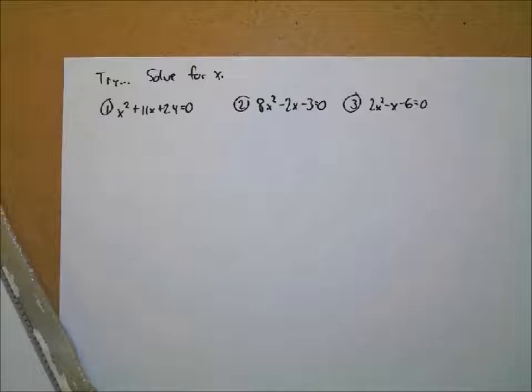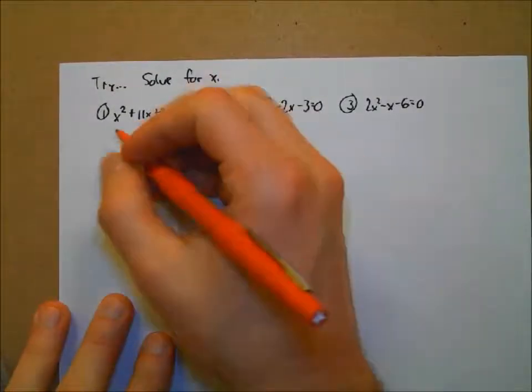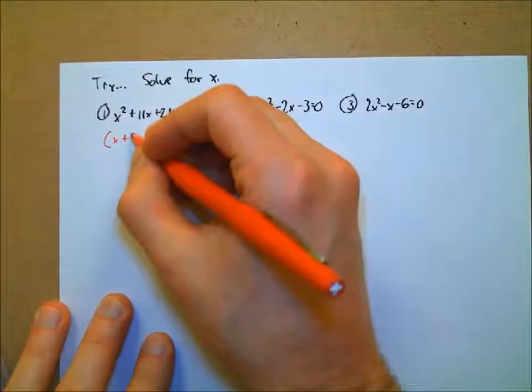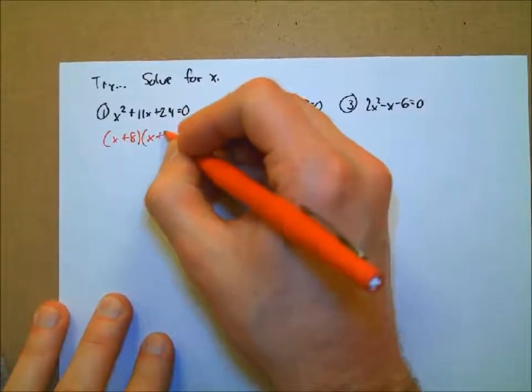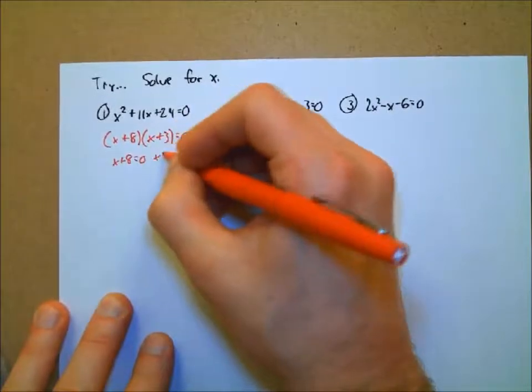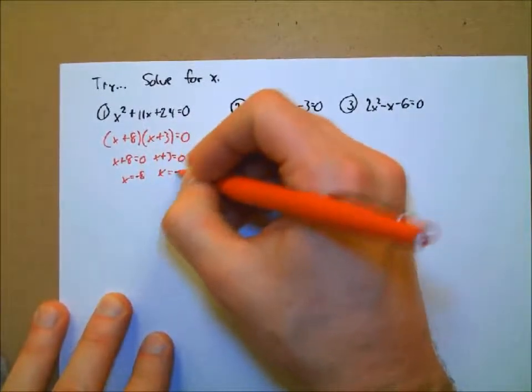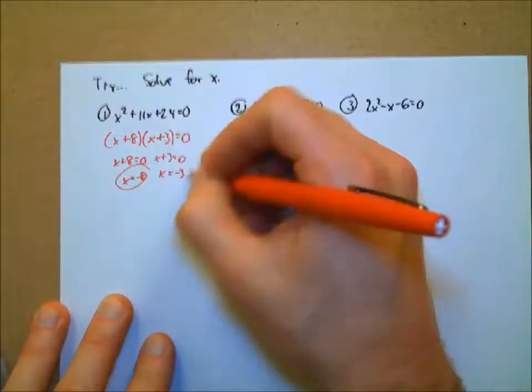All right. Cammy, how about the first one there? Were you able to factor? Yeah. All right, what'd you factor it to be? x plus 8 and x plus 3 equals 0. So x plus 8 is 0, x plus 3 is 0, and so x equals negative 8, and x equals negative 3. Okay, we're all good with that?